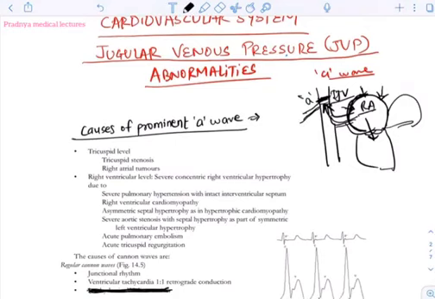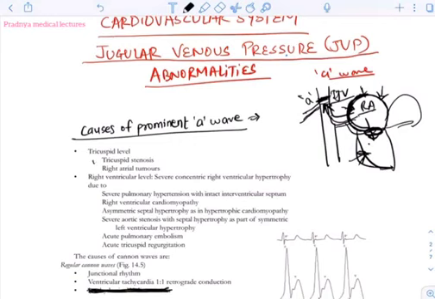We have heard this in the fourth heart sound already: either the ventricle is non-compliant, it is not accommodating adequate volume, so the atria has to apply more pressure, or the valve is stenosed, so the atria has to apply more pressure. So there are these two reasons for which the A wave can be prominent. Now we will see the causes of the prominent A wave.